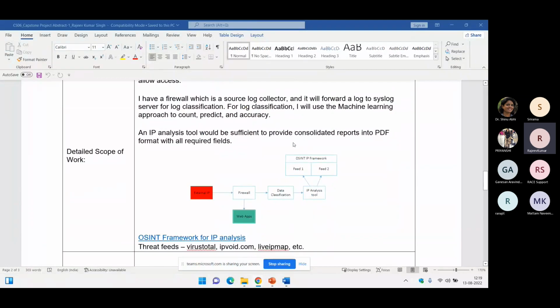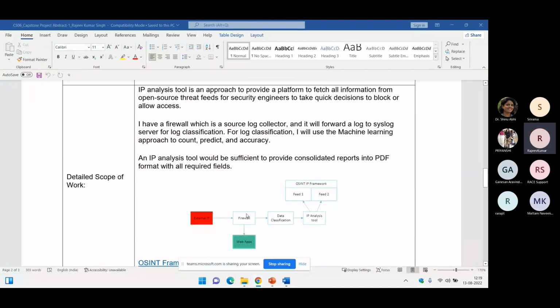The detailed scope of work is: I already have the firewall, which is a log collector. From here the data will be collected and stored either in the SIEM or in the syslog server, and that data we will use for classification. Once classification happens based on the IP count or the ML algorithm, we'll come to know whether only specific IP addresses keep hitting our web application multiple times, or whether there is any time pattern. Based on that, we'll decide again to allow or deny the access.